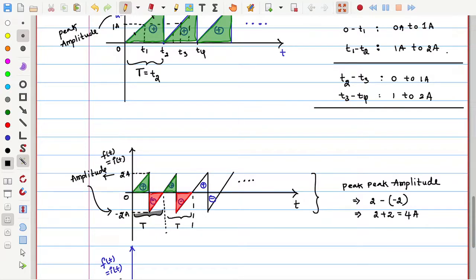How much is the height? That height itself we call the peak to peak amplitude. Here to here, this height, this length, we call the peak to peak amplitude.